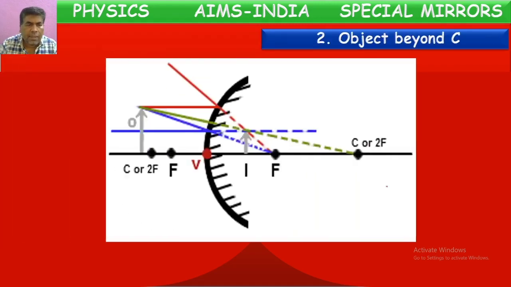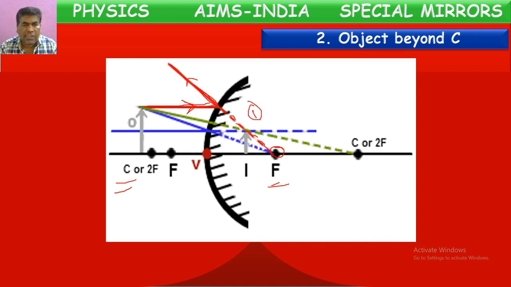Next, the object is beyond C, which means a finite distance. When the object is beyond C, the ray parallel to the principal axis has to pass through the focus. How do we know whether it is passing through the focus? Its direction, if extended backward, should be towards the focus. Like that it is getting reflected.